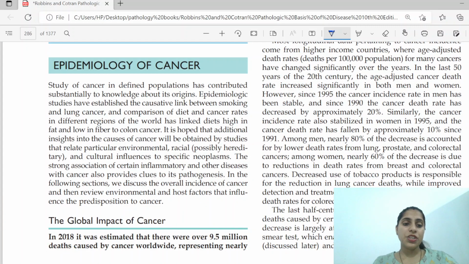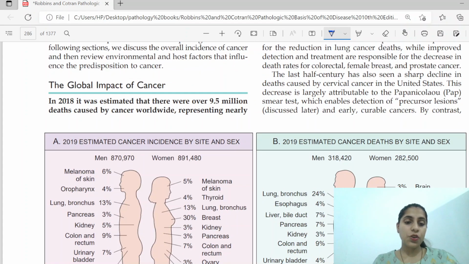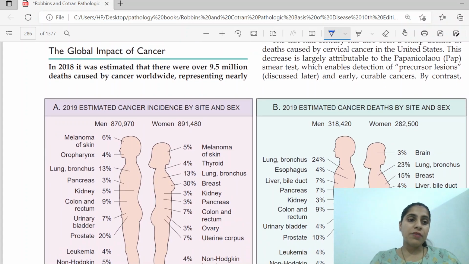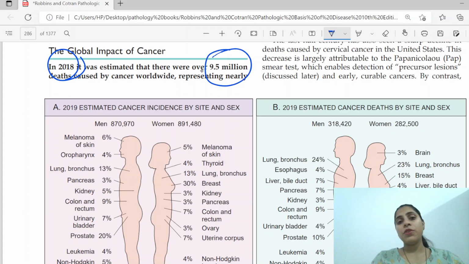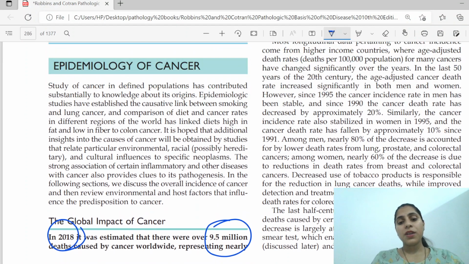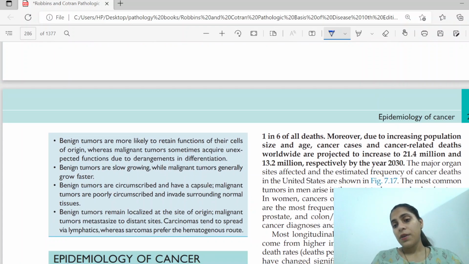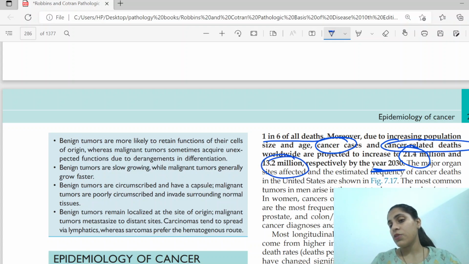Now we come to the epidemiology of carcinoma, the global impact. To start with, in 2018, it is estimated that up to 9.5 million deaths were from cancer worldwide. That is 1 in every 6 deaths. Moreover, due to increasing population, the cancer cases will increase up to 21 million, and the cancer-related deaths will increase to 13.2 million by the year 2030.